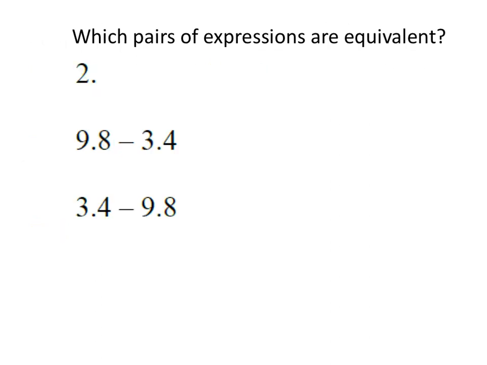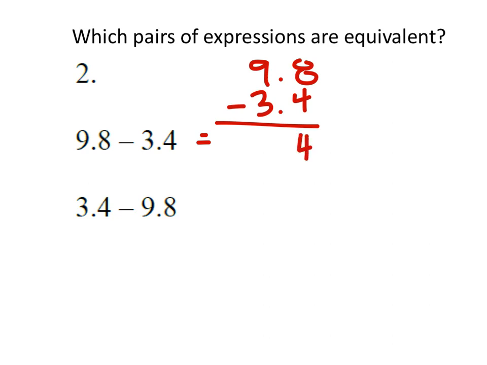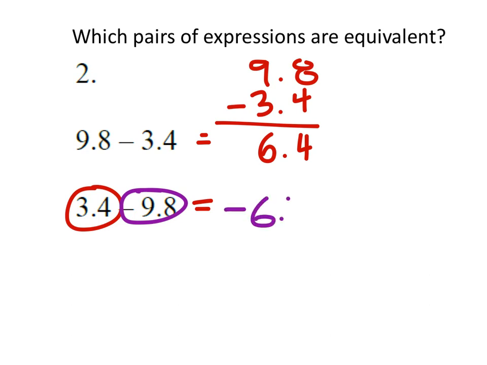All right, what about these ones? Again, let's go ahead and check. 9.8 minus 3.4. I mean, if you want to stack these, right, using the place values. 9.8 minus 3.4. If we subtract these, we get 6.4. Well, what about this one? See, now I've got a positive, and I'm taking away more negatives. And if you did the subtraction there, you'd get negative 6.4. Are these equivalent? No, they are not equivalent.